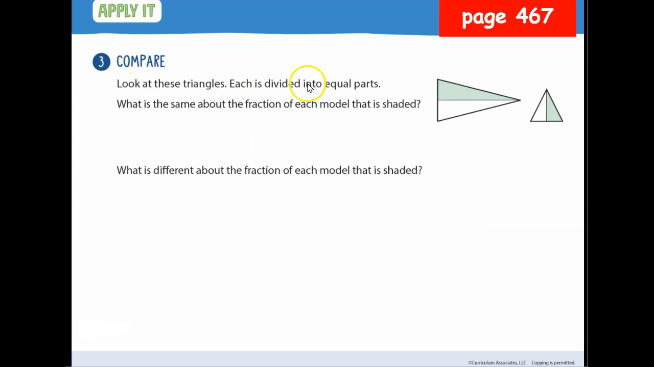So look at the triangles. Each is divided into equal parts. The shaded one and the white one are the same size. The shaded one and the white one are the same size. What is the same about the fraction of each model that is shaded? What's the fraction that's shaded on both of them? One what? One half, right? Both of them, half is shaded in. Perfect. What is the difference about the fraction of each model that is shaded?